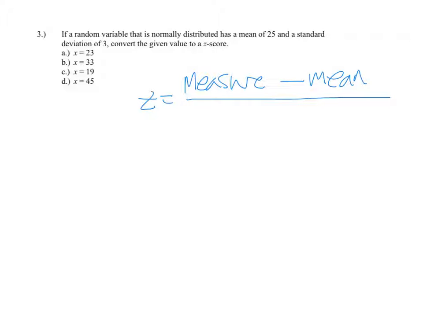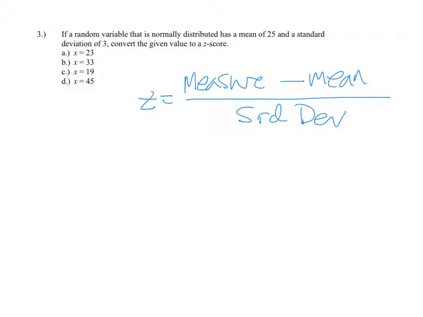So this is fairly straightforward. I'm going to just do the setup. You can always look up the answers. So remember, a z-score formula is the measure we're looking for. To get a z-score, I'm going to subtract the mean, and we're going to divide by the standard deviation.